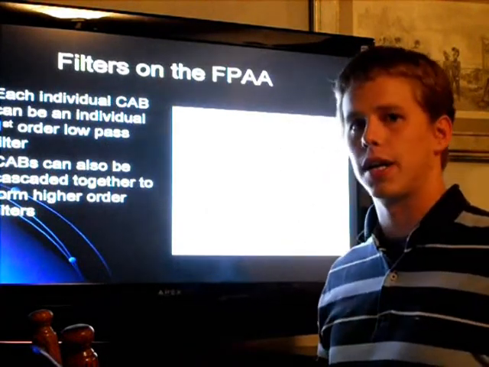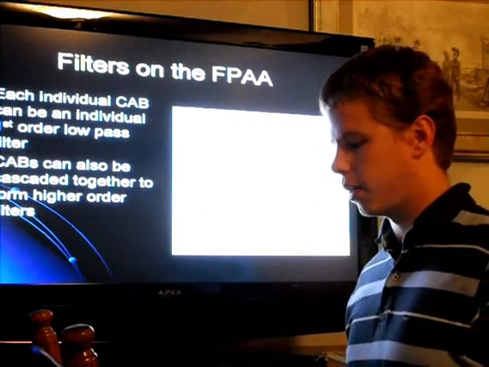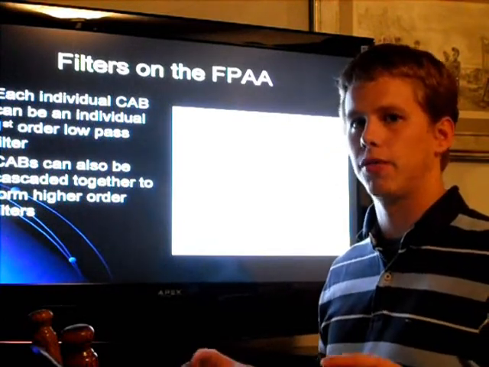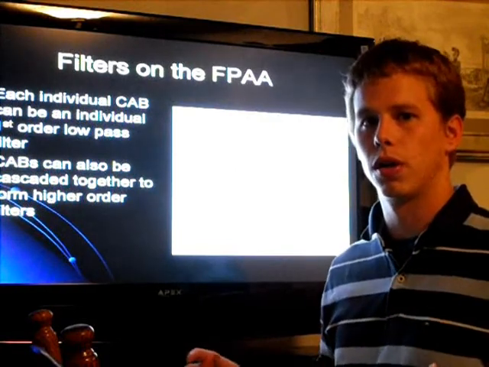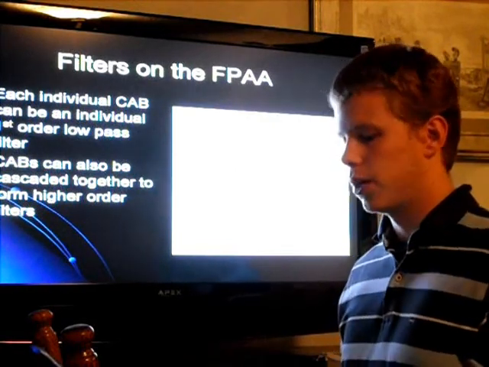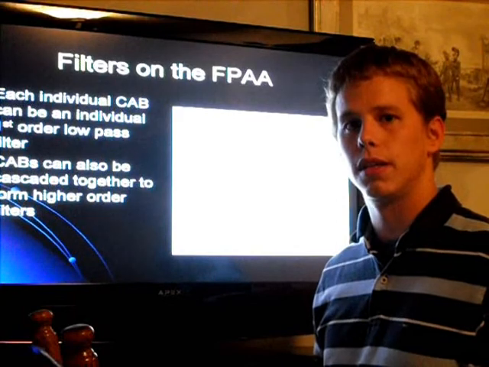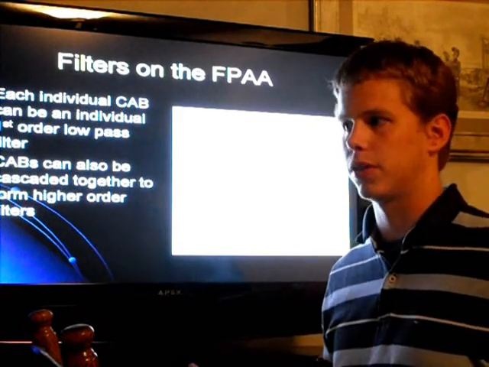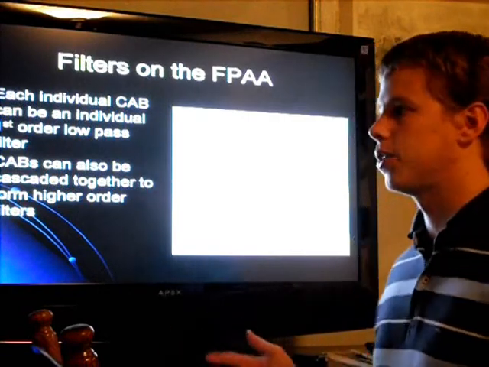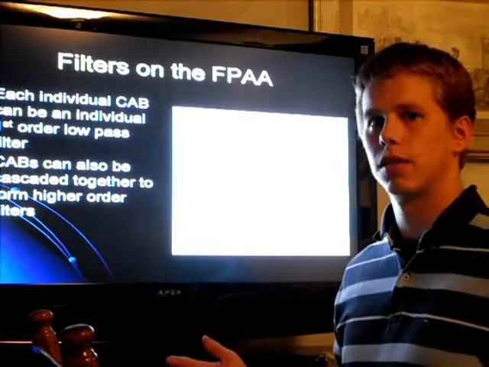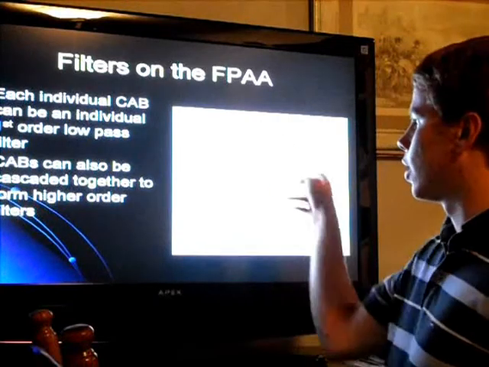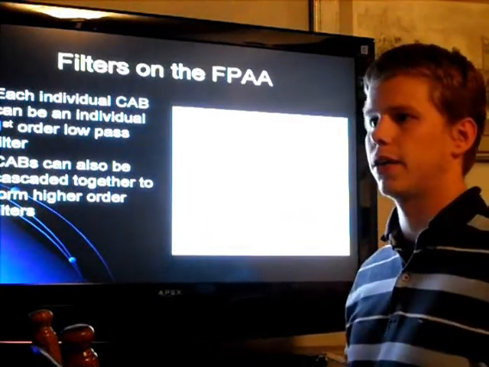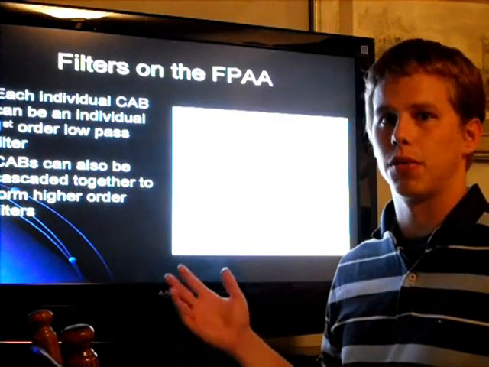To better illustrate how a filter is made, each individual CAB has analog components in it that can be configured to form a first order low pass filter. However, you can also cascade these first order low pass filters together to form higher order filters. And so you could actually instantiate 6 first order low pass filters around the exterior of this topology, or you can connect them all together to get one big 7th order filter.